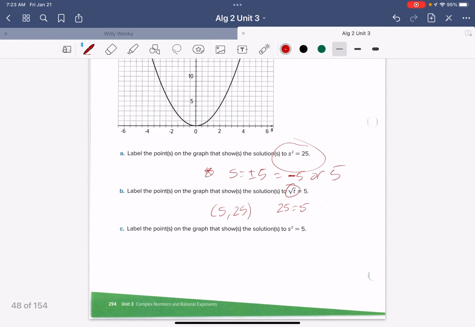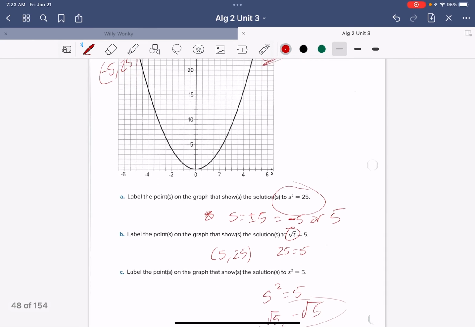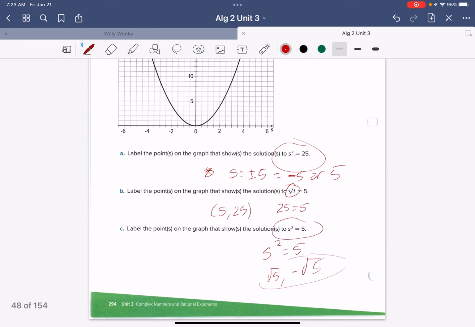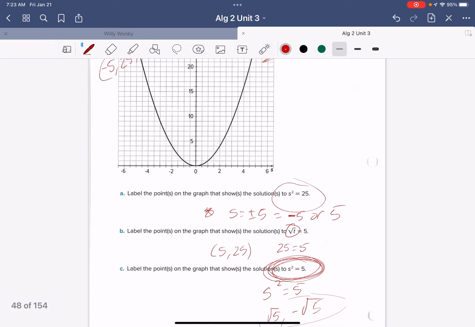And of course, when is S squared equal to 5? S squared is equal to 5, and then that would be the square root of 5 and negative the square root of 5. That's when it's equal to 5. So what is this really saying here? It's saying when is the parabola 5? Okay, so I go to 5. The parabola is up to 5 here, and it's up at 5 here.